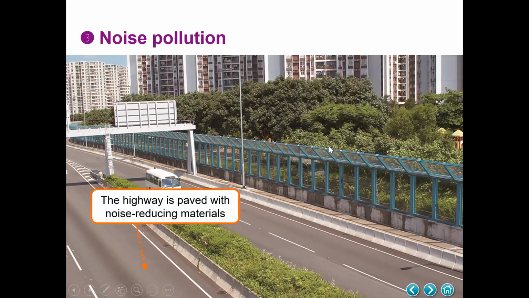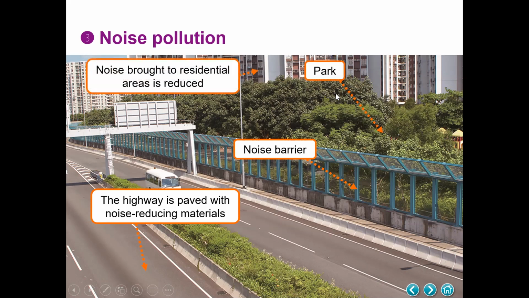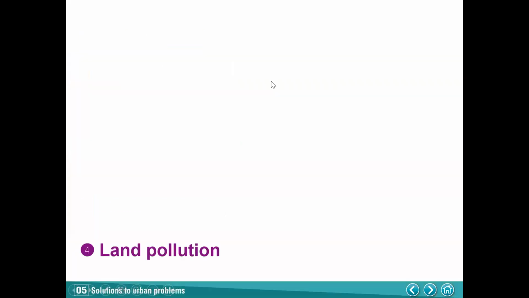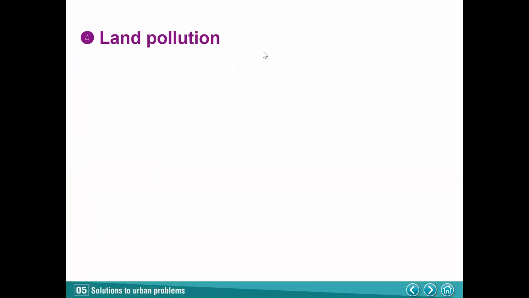Okay. So you see, the highway is paved with noise-reducing materials, and this is the noise barrier to reduce the noise bounced back to the residential areas there. And this is the park, and noise brought to residential areas is reduced. Okay, so that's all for today's lesson.